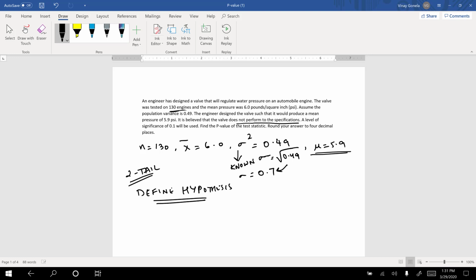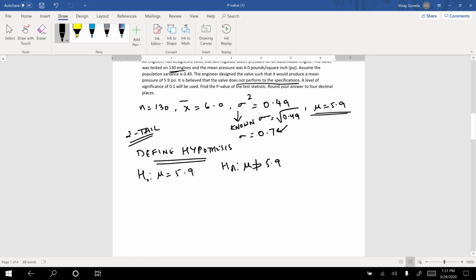So when we define hypothesis, our null hypothesis is mu is equal to 5.9 and then alternative is mu not equal to 5.9. And then the second step of our hypothesis testing is compare test statistic with critical value. So that is how we were doing.